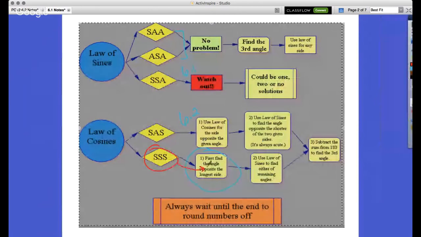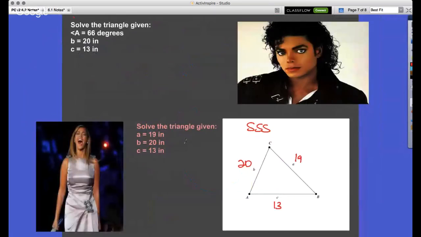Because of that, we're going to find the angle opposite the largest, or longest, side first. The longest side is B. So the formula is B squared equals A squared plus C squared minus 2AC cosine of big B. How I started is the angle that I end with. So I'm going to plug and chug.